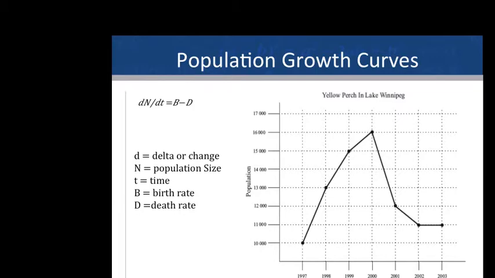So let's take a look at this population growth curve. How many more deaths occurred in 2001 than births? So let's take a look at that and see if we can figure out how we figure out birth minus death. So there's a formula at the top. This should also be on your formula sheet.